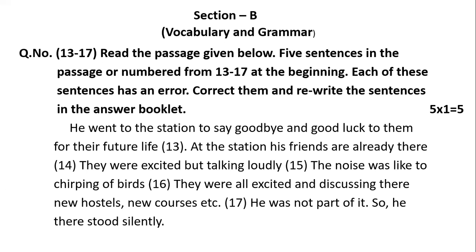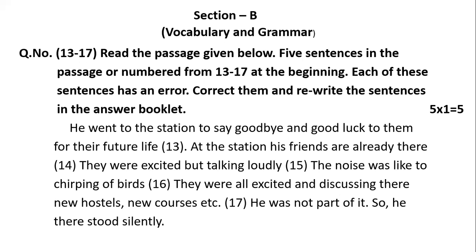Okay. Now, let us see. At the station, his friends are already there. So in this 13th point, in this there is an error. We have to find out that error. So what is the error over here? At the station, his friends are already there. Okay, he went to the station. Let us read from the first. He went to the station means it is already in the past tense. So past tense, and let us come to the 13th question.